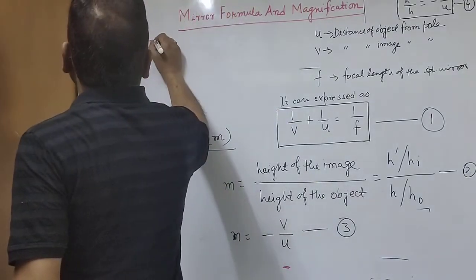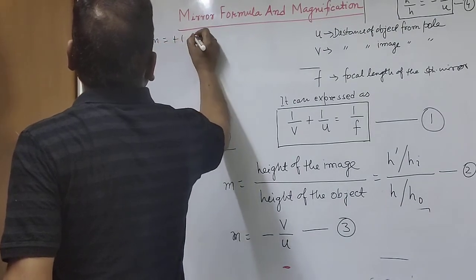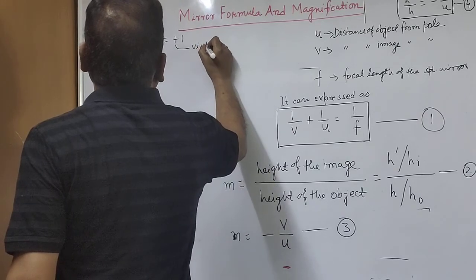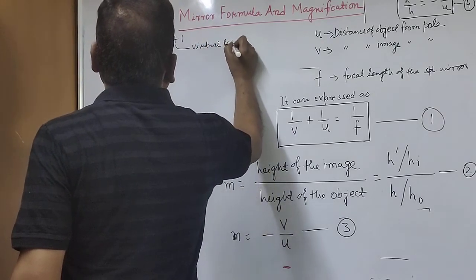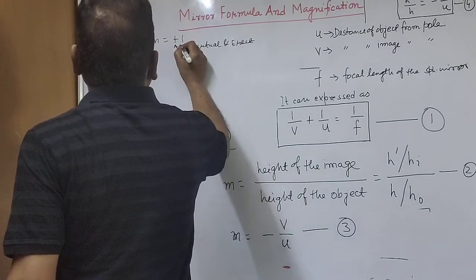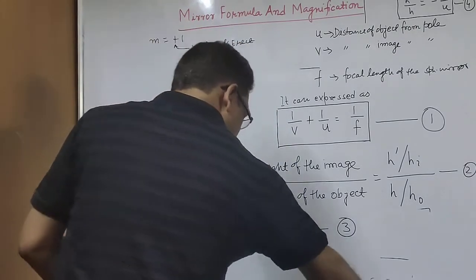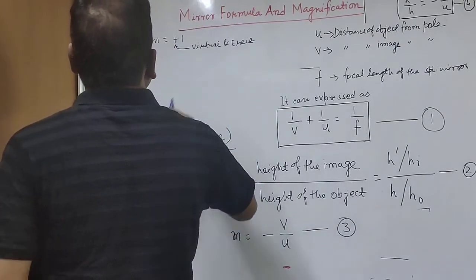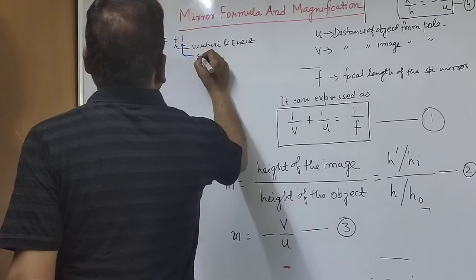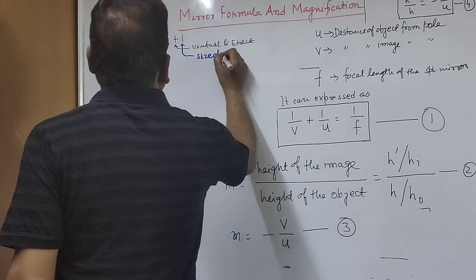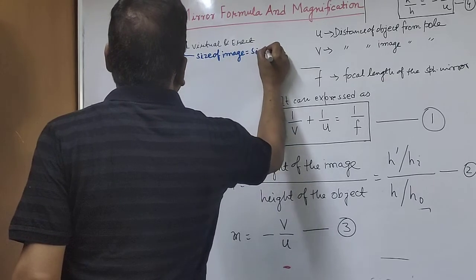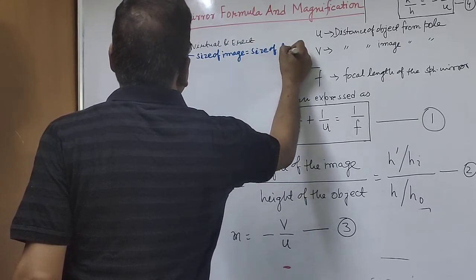First we have taken m is equal to +1. The plus sign indicates the image is virtual and erect, and 1 indicates that the size of the image is equal to the size of the object.